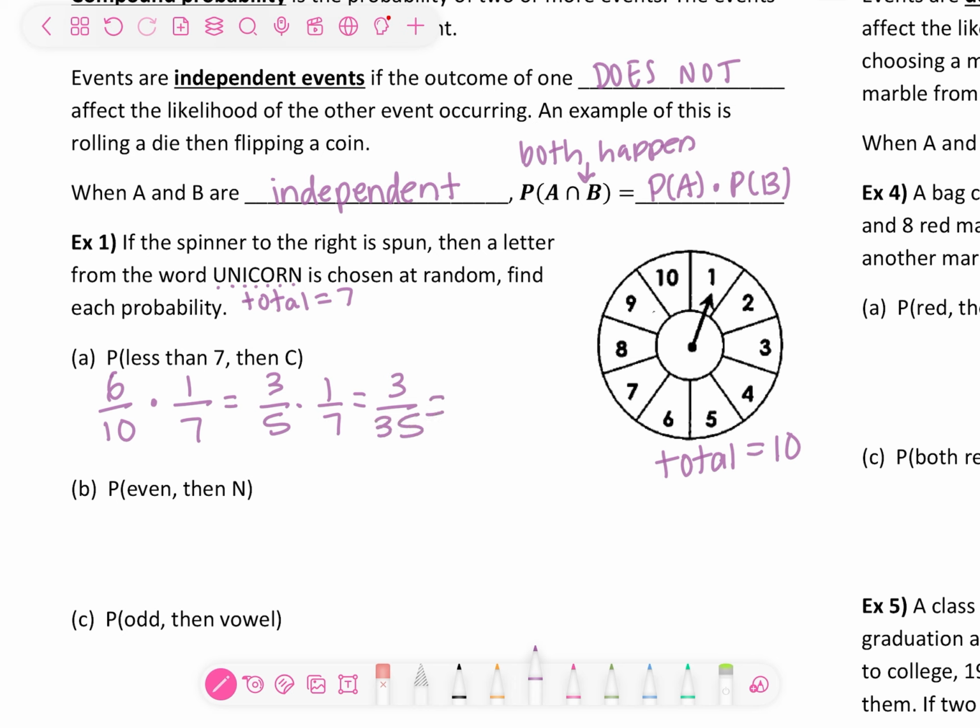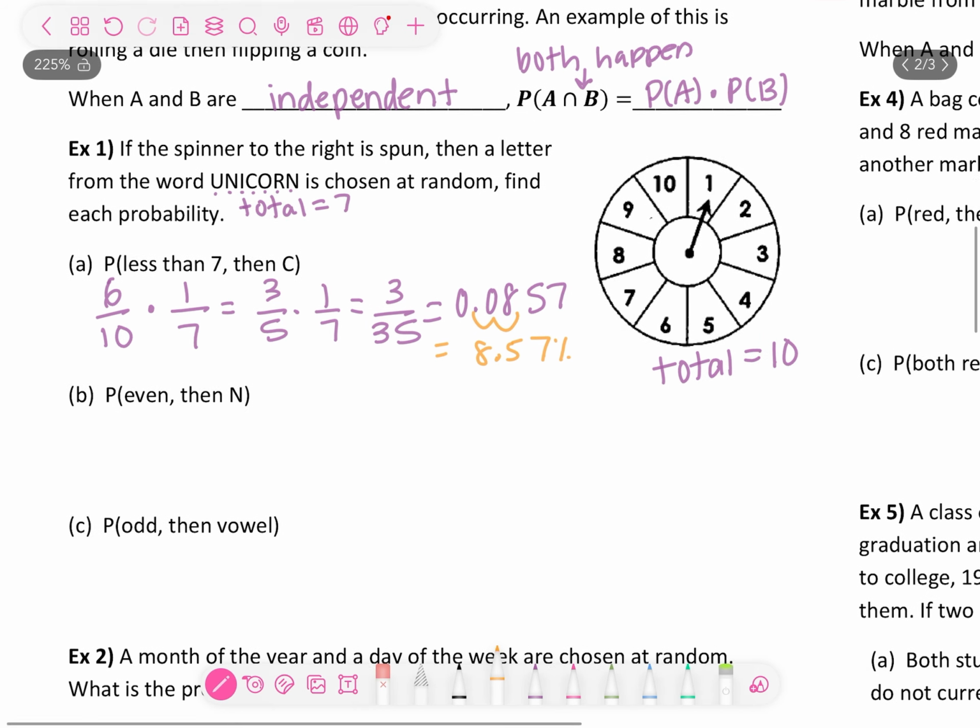And then change that to a decimal. So 3 divided by 35 is going to give us 0.0857, or if you move your decimal 2 places to the right, that's about 8.57%. So not a very high chance that you're going to do that compound event, that's going to happen, right?